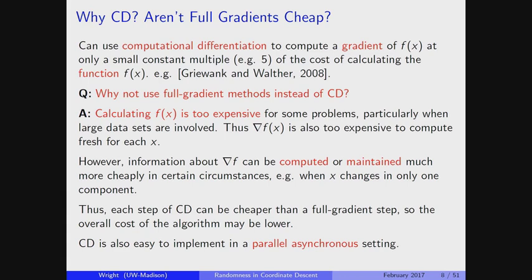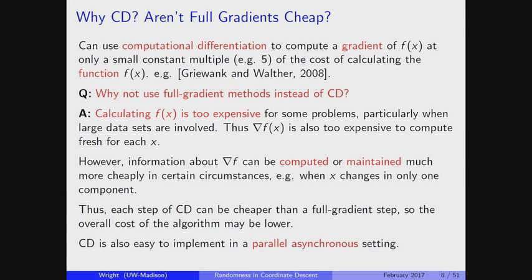You can't actually get the function itself very cheaply. To calculate the loss function coming from a data set or a statistical model applied to a data set, you have to read the whole data set, and that's very expensive. So that's why algorithms like stochastic gradient are so popular, because you can make progress just based on a very small sample of the data.